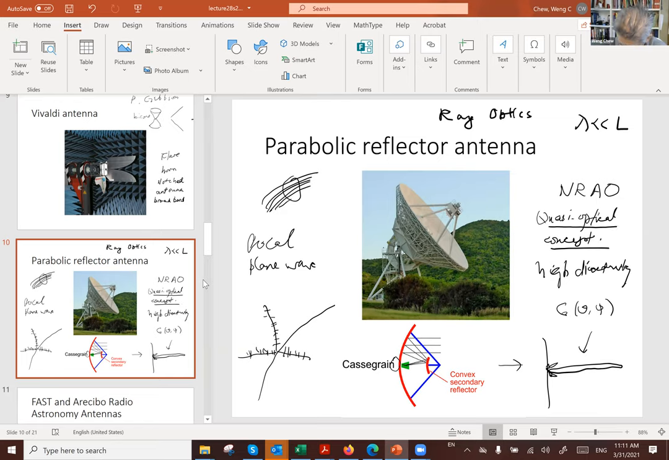Okay, and the good thing about this is that this antenna has very high directivity, because you can drive this antenna from the back. This is called a Cassegrain design. You send the signals from the back and they all become collimated in the far field. And because they are collimated, they give rise to very high directivity. So the directive gain function will look something like this because of the construction of this design.